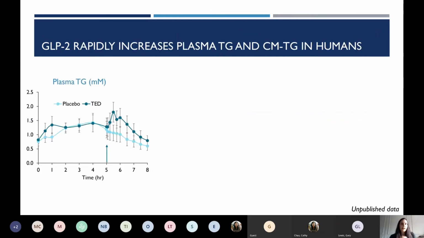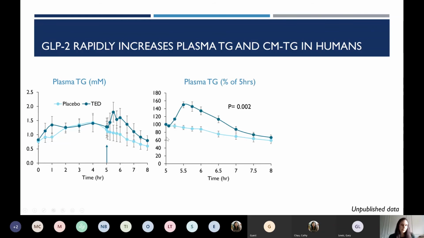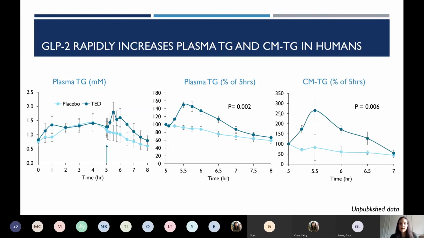In terms of the plasma side of things, we see that GLP-2 rapidly increases plasma TG, so it's given here 5 hours after a lipid drink at time 0. And if you just look at that as a percent of lipid at time 5 hours, we see there is this robust increase in plasma TG with teduglutide. And this is due to a robust increase in chylomicron TG that's reaching a peak by half an hour after GLP-2 is given here at 5 hours.